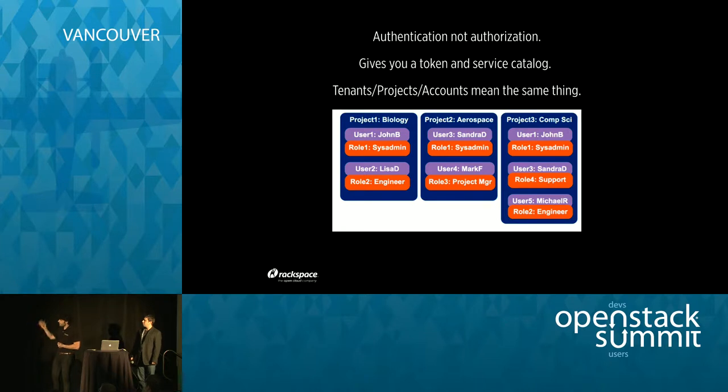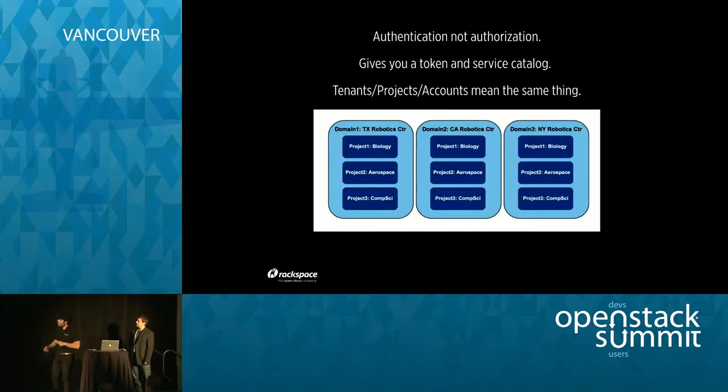Here's an example. I have a couple of different projects. These are all isolated: the biology department, aerospace, and CompSci. And you're going to be hearing about domains. Domains are kind of new, and a domain is one level higher. So here we have the Texas Robotics Center, California, New York, and in there I have different projects. I'm not going to get into the details of this, but more or less, this is how you isolate your accounts. If you wanted to get rich or die trying, like the 50 Cent album, then you would want to have all of your customers, Starbucks, Tim Hortons, what have you, in different domains, or perhaps different projects. It's the way you isolate your users, or your accounts, your customers.